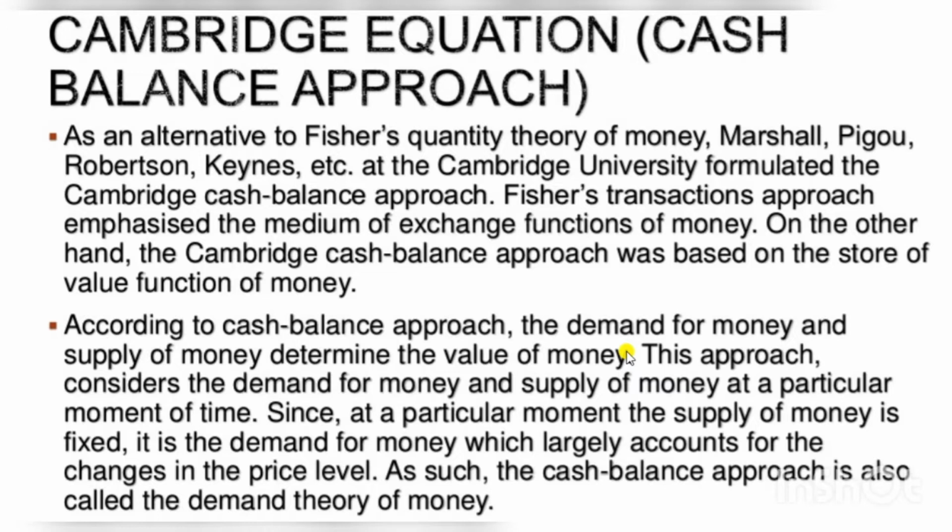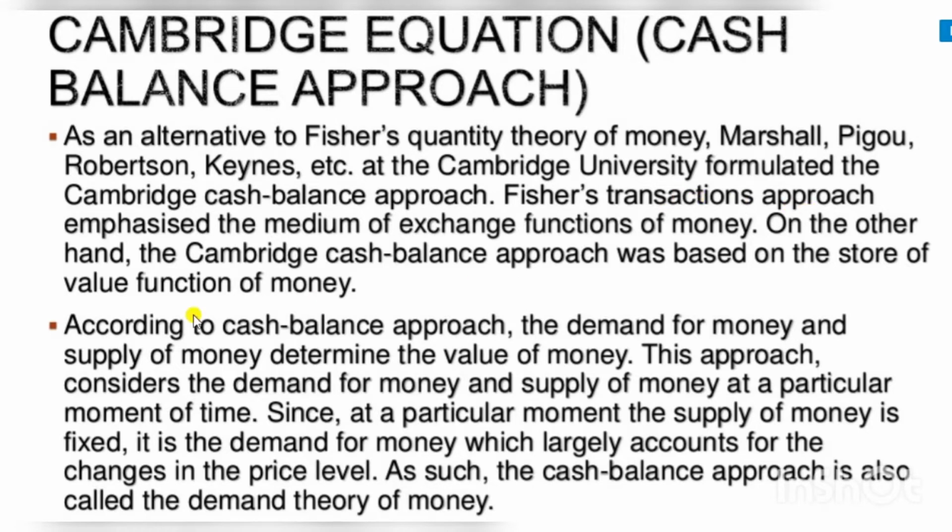In this video, we are going to study the topic Quantity Theory of Money, second approach, which is the Cambridge equation, also known as the cash balance approach. As an alternative to Fisher's quantity theory of money, which we have earlier studied in the previous video, Marshall, Pigou, Robertson, Keynes, etc., all the economists at the Cambridge University formulated the Cambridge cash balance approach.